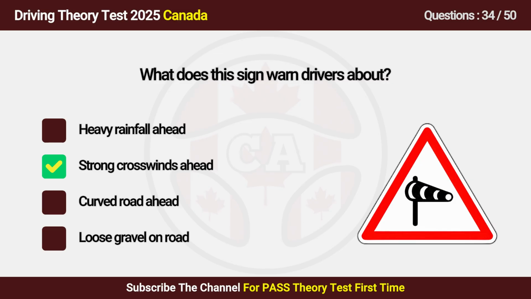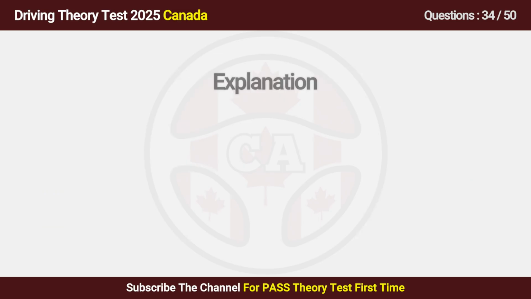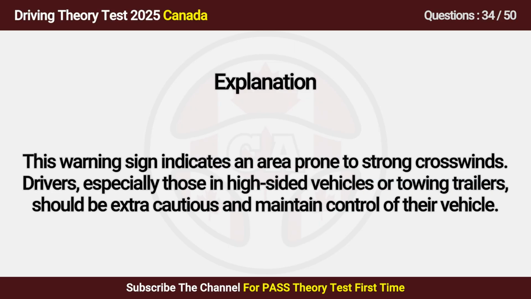Answer is B. Strong crosswinds ahead. This warning sign indicates an area prone to strong crosswinds. Drivers, especially those in high-profile vehicles or towing trailers, should be extra cautious and maintain control of their vehicle.